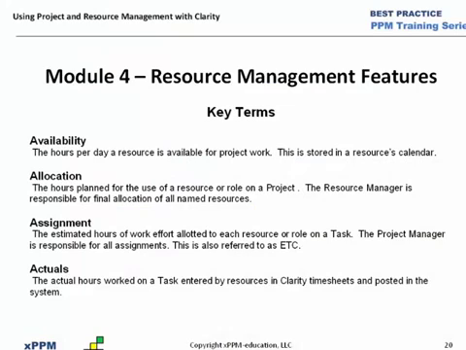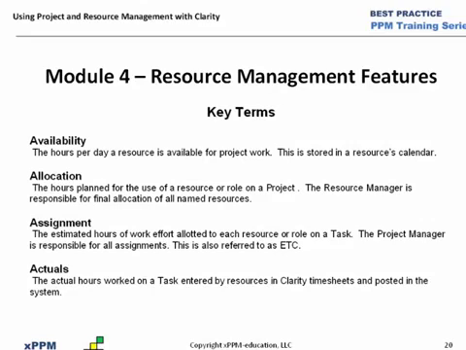Now we'll just turn our attention to the formal definition of those key terms. Availability: the hours per day a resource is available for project work, and this is stored in the resource's calendar, which is associated with the properties of the resource record. Allocation: the hours planned for use of the resource or role on the project. So allocation is the project level assignment of the resource to the project.